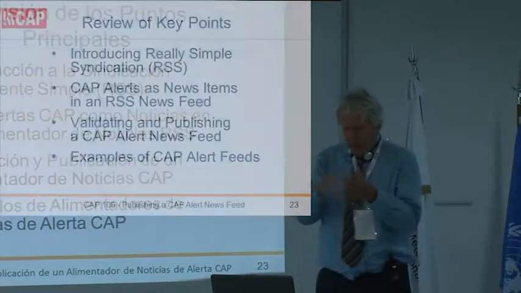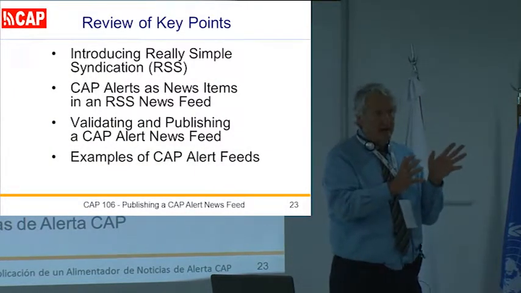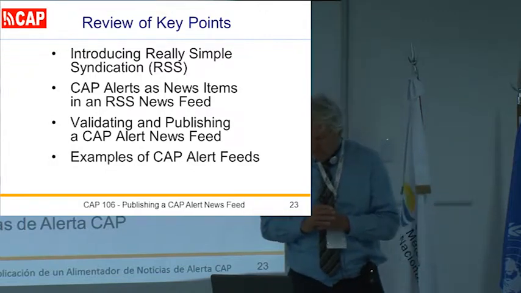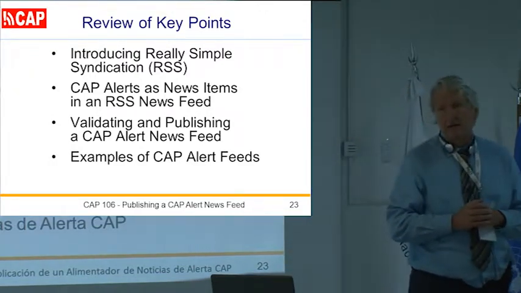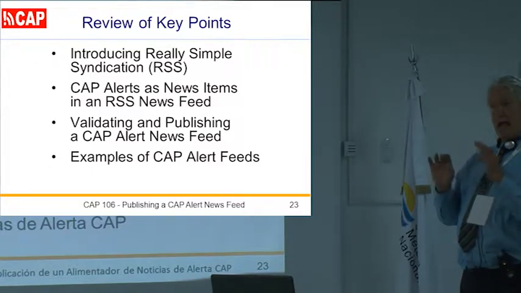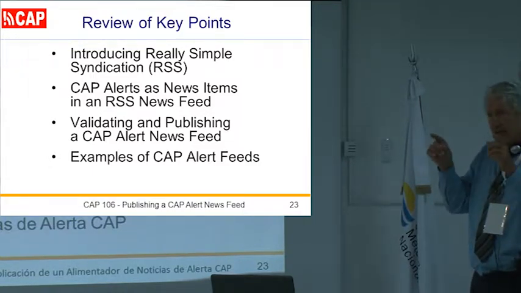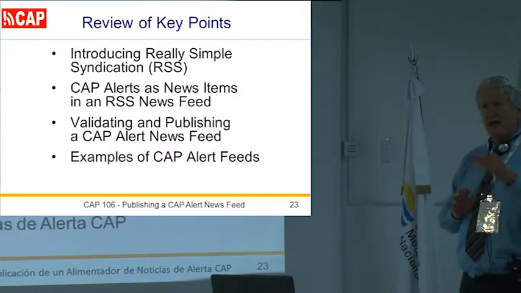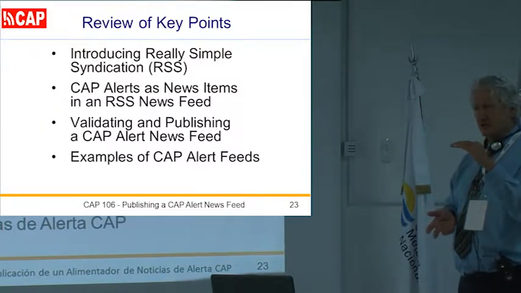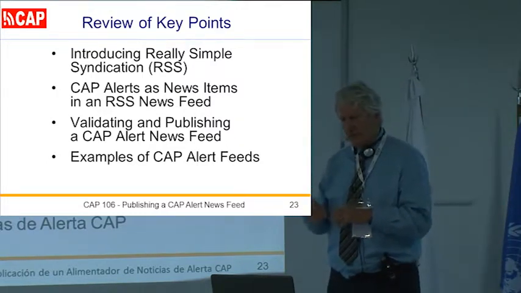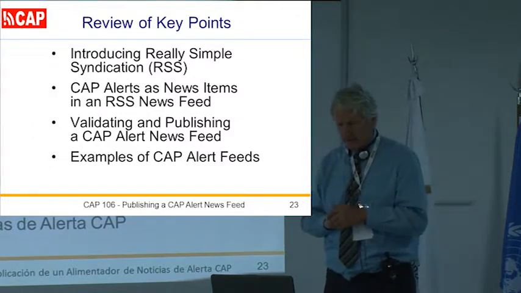So review the key points. Really Simple Syndication. It's an XML document. Its purpose is for frequently updated works. In CAP, we make each of our alerts correspond to one news item in the feed, most recent first. Okay? And the key piece of a feed is the link that takes you to the individual CAP alert. In fact, I think from a technology viewpoint, we can say the feed is really just a directory of alerts in most recent order. That's really all we have to care about. There's some other descriptive thing there, but that's for humans to read. From a technology viewpoint, we're just using it to fetch the actual alerts.